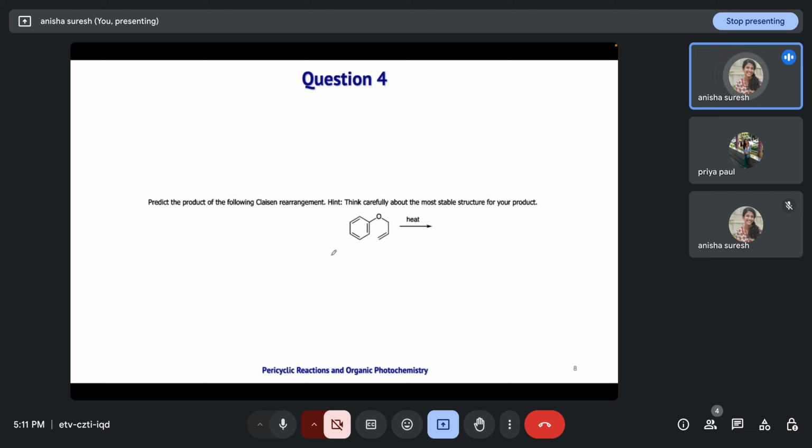After drawing the Claisen rearrangement product, we should be careful that we will be getting the most stable product. So, please try to work it out.